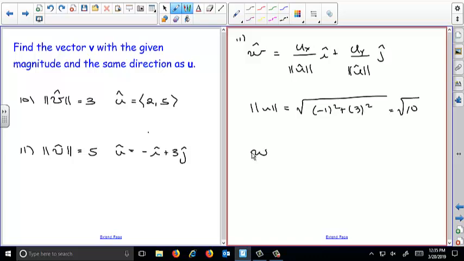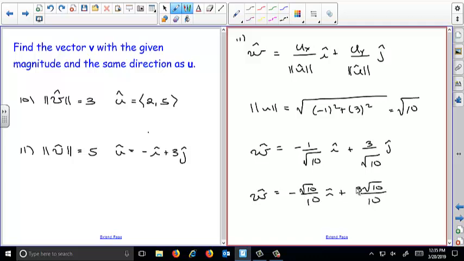So my unit vector w is going to be equal to negative 1 divided by the square root of 10 i plus 3 divided by the square root of 10 j. Before, I waited to rationalize this, but I'm going to go ahead and multiply and divide by the square root of 10 here, and again here. Okay, so that's the unit vector.